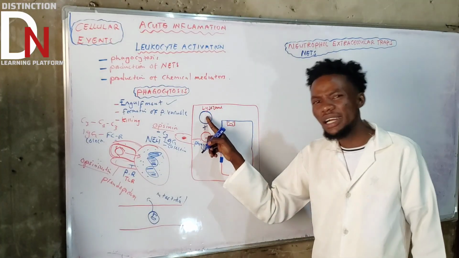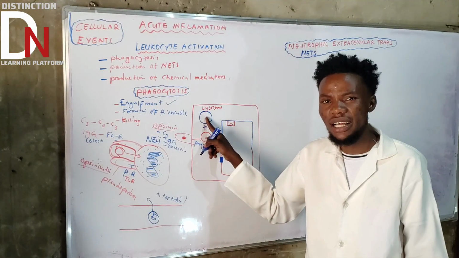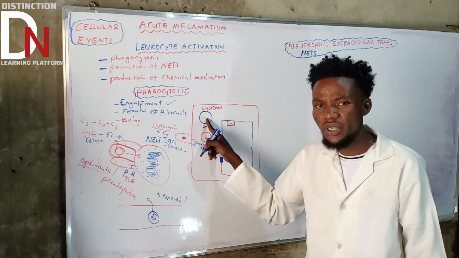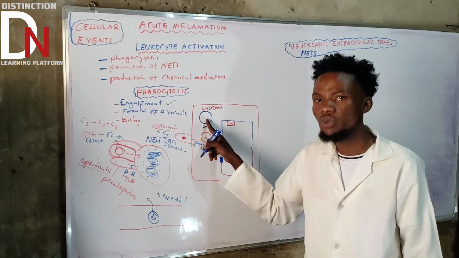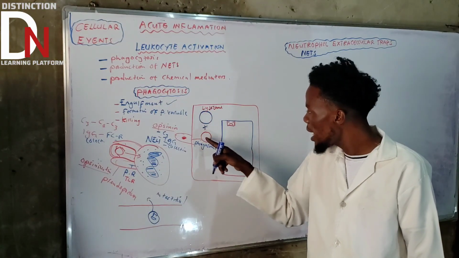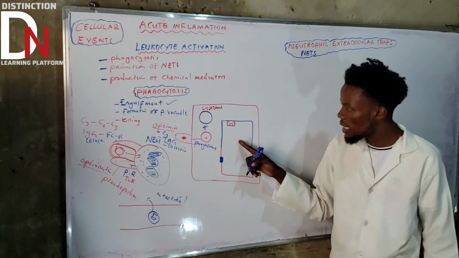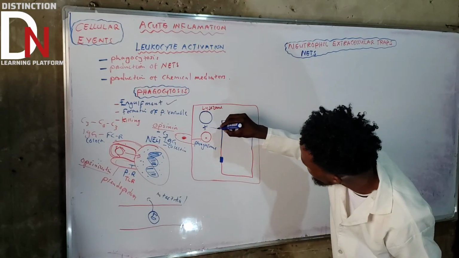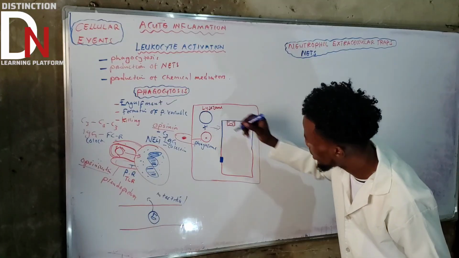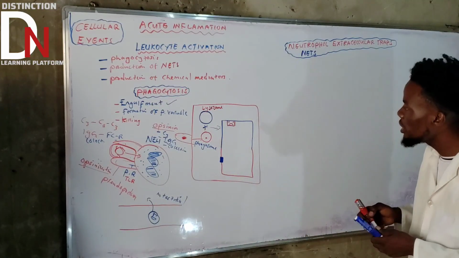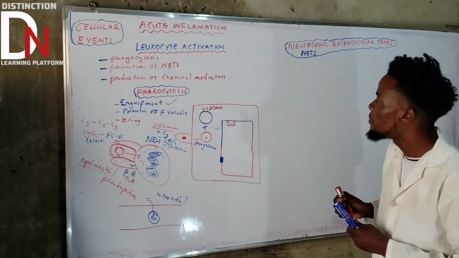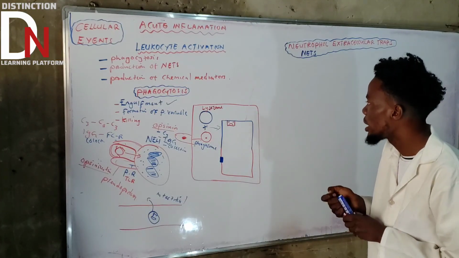It contains enzymes like elastases. It contains reactive oxygen species. It contains a lot of stuff that we'll talk about. That's the reason why it's going to combine here. If it combines with this one, it's going to form a larger vacuum. What do we call this vacuum where the phagosome and the lysosome combine?